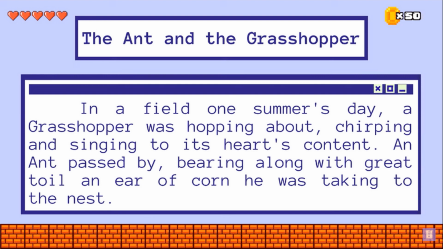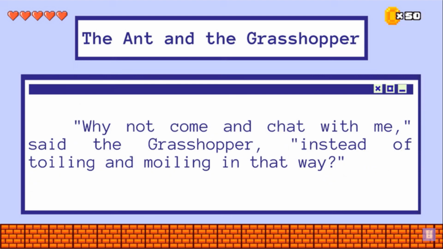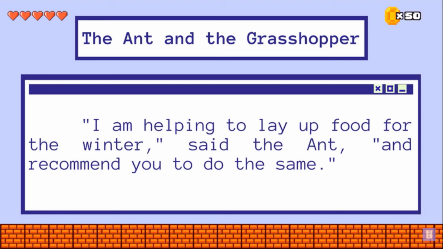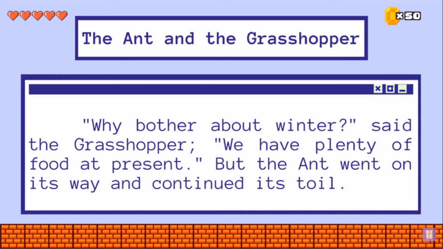In a field one summer's day, a grasshopper was hopping about, chirping and singing to its heart's content. An ant passed by, bearing along with great toil an ear of corn he was taking to the nest. "Why not come and chat with me?" said the grasshopper, "instead of toiling and moiling in that way." "I am helping to lay up food for the winter," said the ant, "and recommend you to do the same." "Why bother about winter?" said the grasshopper. "We have plenty of food at present." But the ant went on its way and continued its toil.